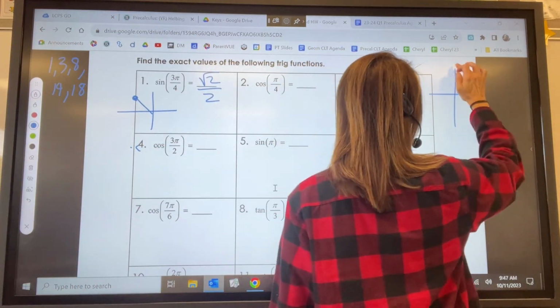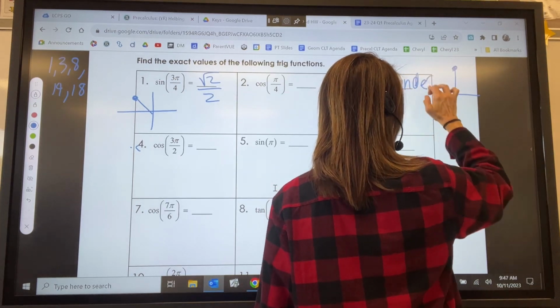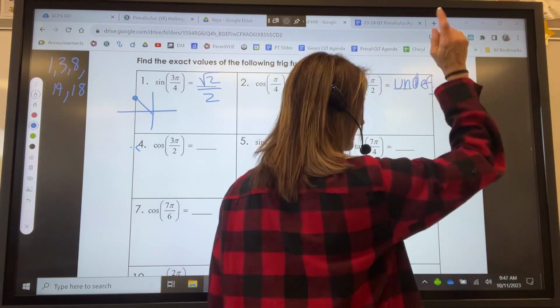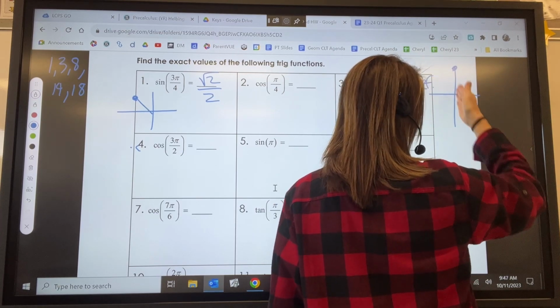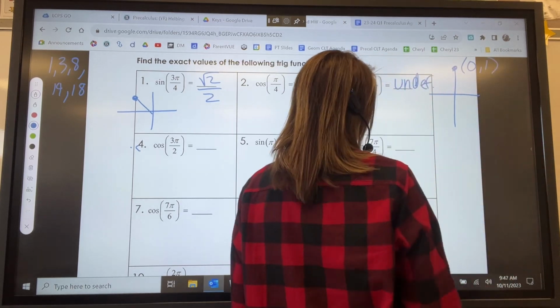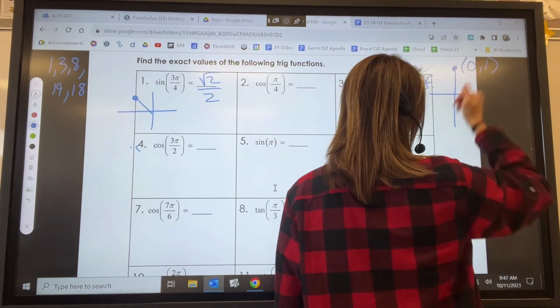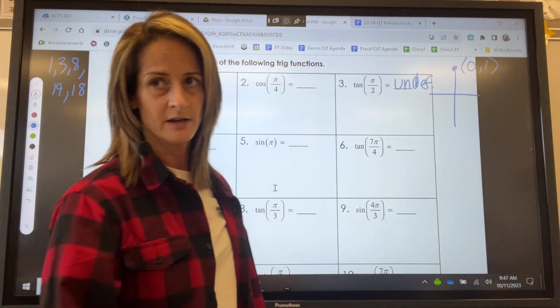Next problem. Tangent of pi over 2. We should immediately know that's undefined. I'm just going to write undefined. Because this ordered pair around the circle, x goes first, y goes second, x is 0, y is 1. Tangent is y over x, or sine over cosine, but that's just 1 over 0, so it's going to be undefined. Questions?